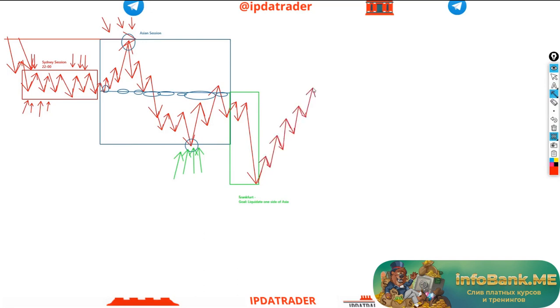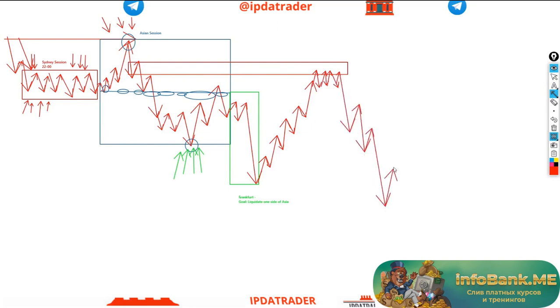You move into London, London comes up, maybe tests some order block close to the equilibrium point of Asia, right? You come here, you test it, and as we said, we have a bearish day. You will then get bearish continuation. You will get bearish continuation throughout the London session.